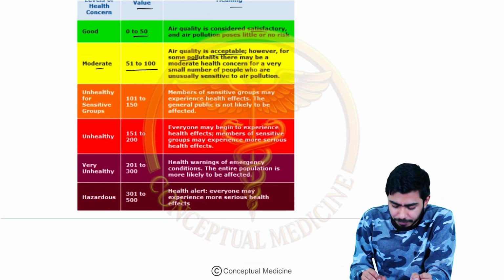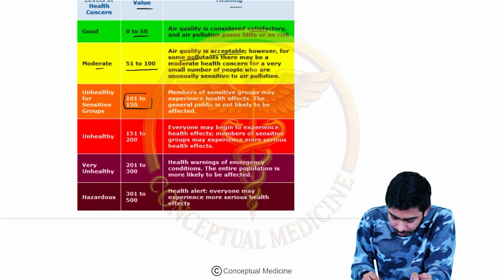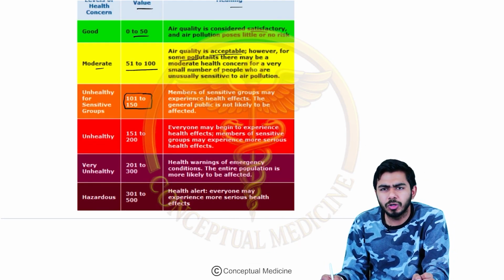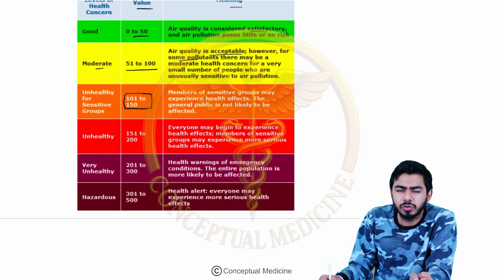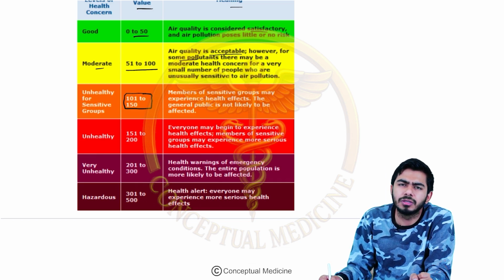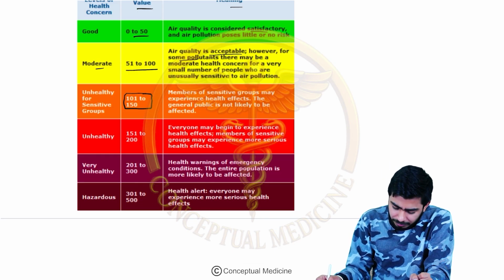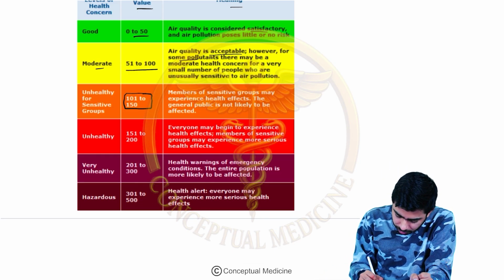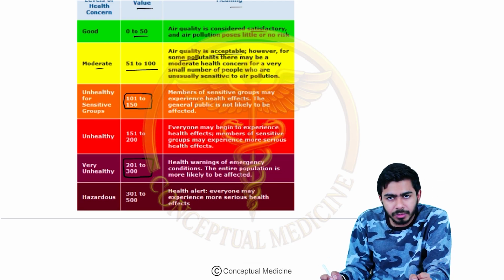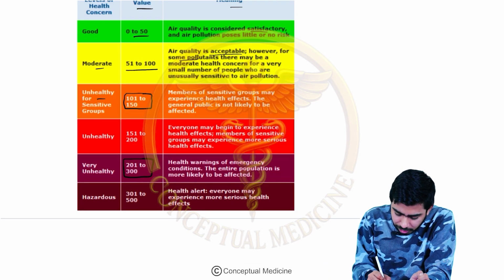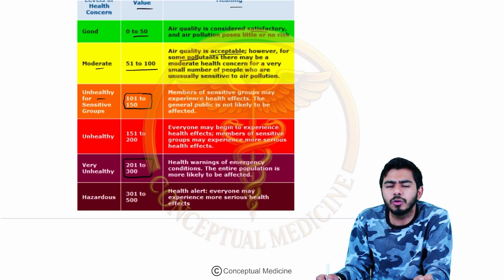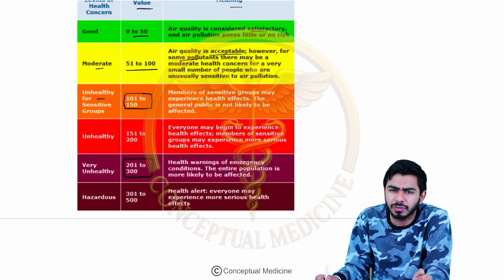Now the problem starts from 101 to 150. In many regions of India you can see 101 to 150 as the air quality index. And if you go towards an industrialized area, for example Delhi and the Delhi NCR area, you will find even this particular AQI. So 101 to 150 is unhealthy for the sensitive group. People who are asthmatic or have some kind of respiratory problem will suffer more over here.